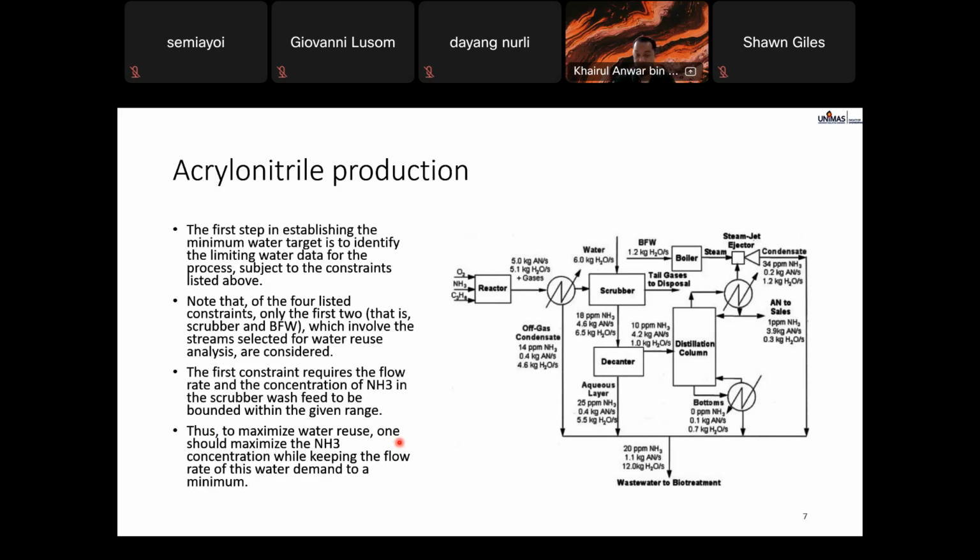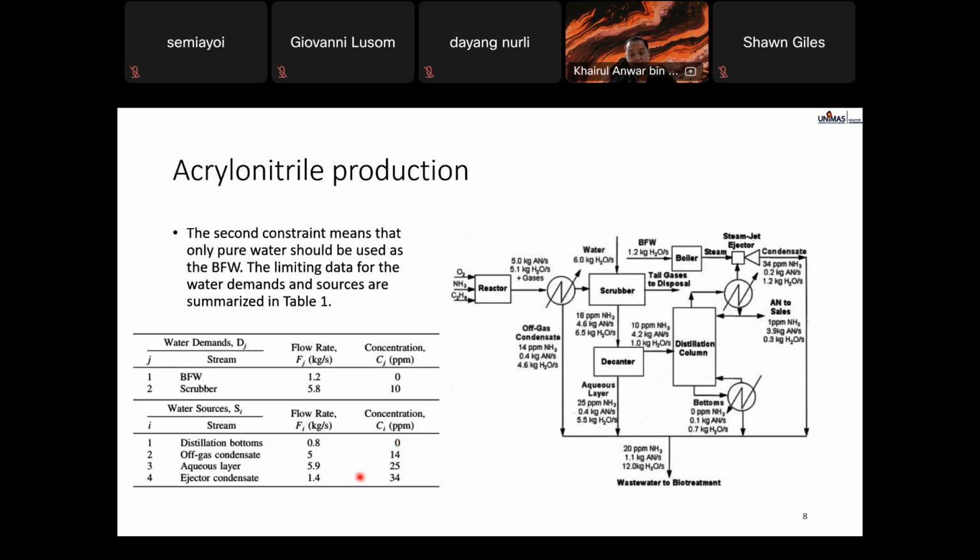Because ammonia is based on this concentration, it's based on the ammonia. We also get condensate from here. We have how much? 5. Yeah, 5. Is there any constraint? No constraint. So 5, and 40 ppm for the concentration.